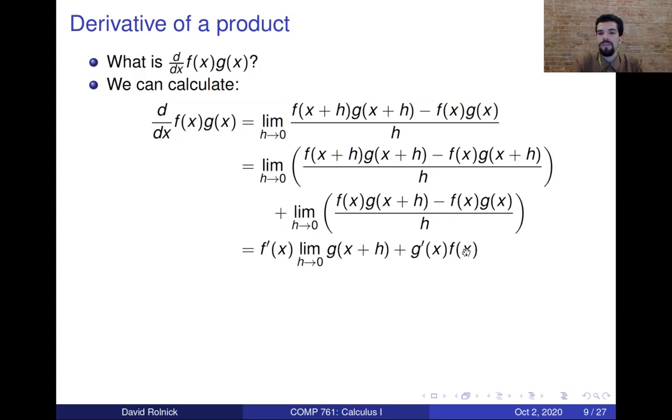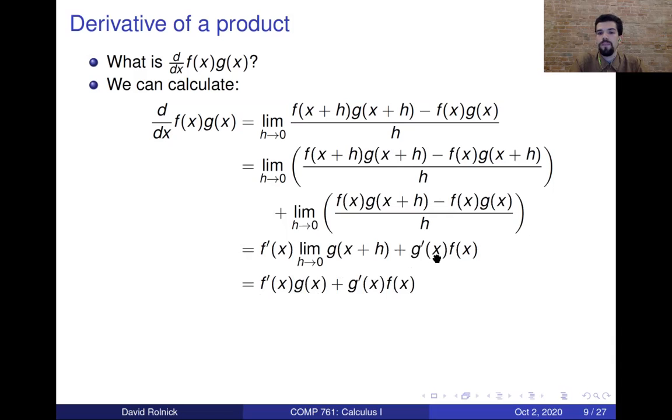Okay. Now, again, this is a limit where we can just set h equal to 0. So let's just set h equal to 0. We have f prime of x, g of x, plus g prime of x, f of x. And that is the product rule. If we try to calculate the derivative of a product, we just calculate the product of the derivative of one and the original thing, and the derivative of the other and the original thing. Just sum those two products.